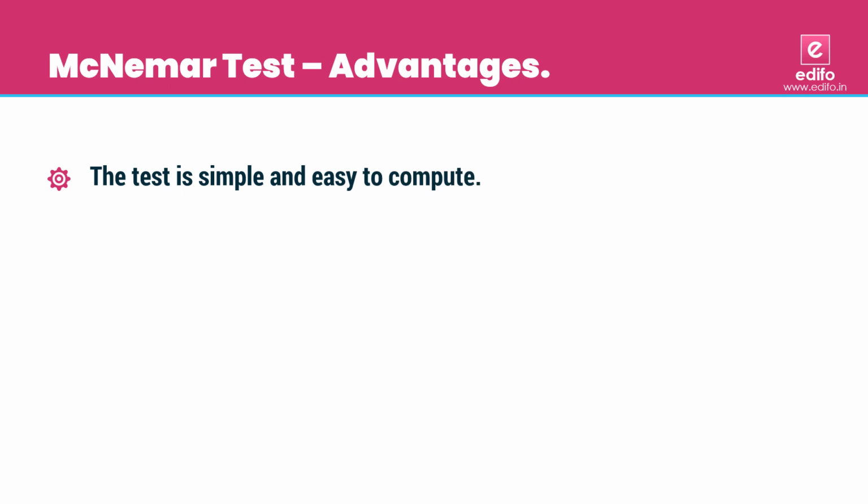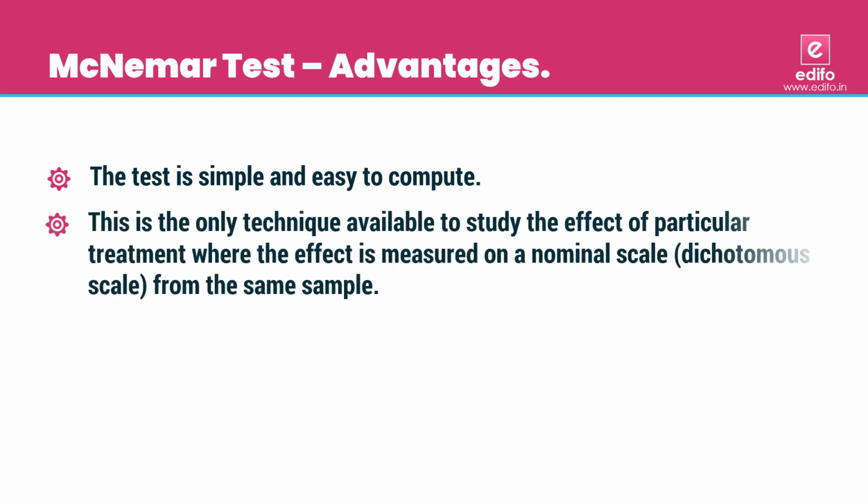The second advantage is that this is the only technique available to study the effect of a particular treatment, where the effect is measured on a nominal scale with a dichotomous variable from the same sample. This is the second advantage. If you are measuring the nominal scale in a dichotomous way from the same sample, that means in a before-after style, this is the one and only technique you can use to study the effect of the treatment.